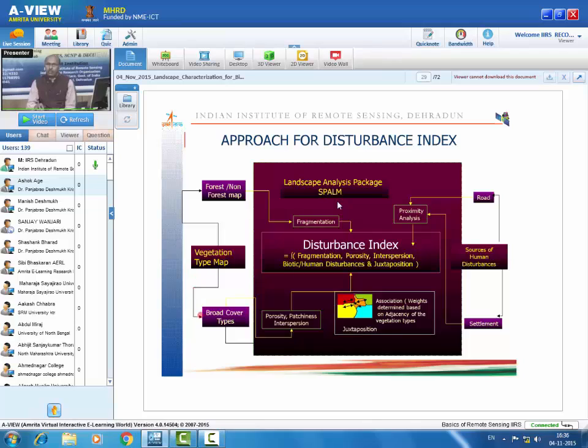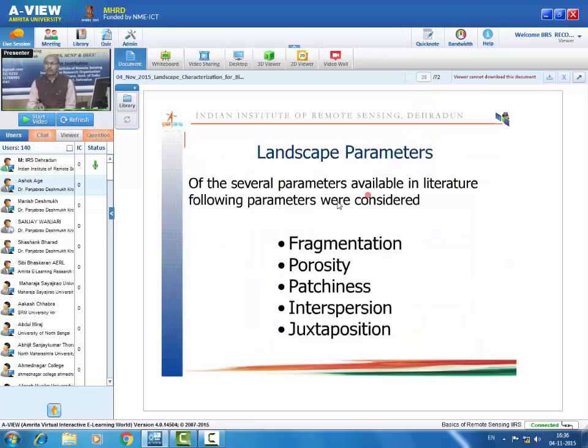From the whole vegetation type map, I can take it here and find out what the porosity of that is, what the patchiness of that is, what the juxtaposition of that is. And then the source of disturbance is basically roads and settlements, and then I can create buffers. I can take this data from the topo sheets, or even nowadays a lot of information is available. I can create buffer zones of half kilometer, 1 kilometer, 5 kilometer, depending upon the population which goes inside. These are the parameters. So let me define.